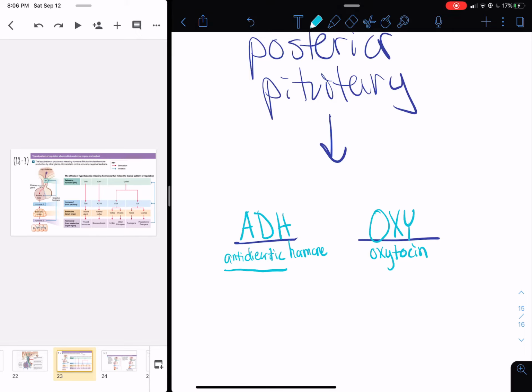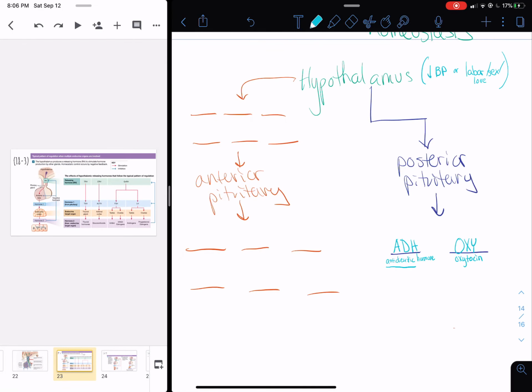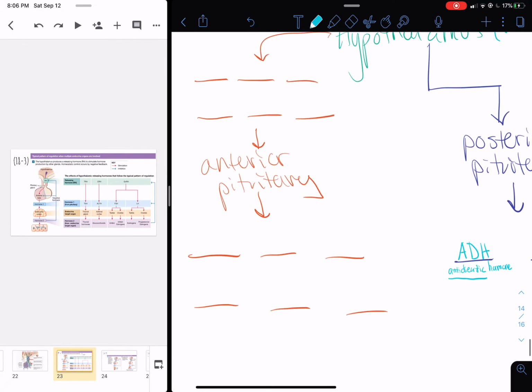Oxytocin is also released during an orgasm. Oxytocin is also released during like the paternal and maternal bonding with babies and stuff. So there's all this other stuff that oxytocin can do, but for the purposes of this course, we only really focus on the positive feedback mechanism during labor. Okay, so let's go ahead and move to the anterior pituitary.